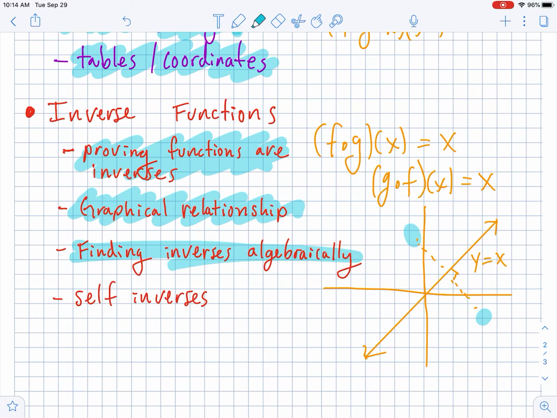Finding inverses algebraically. Remember, that's all about the x and y switcheroo. So swap x and y, and then get y by itself to find an inverse algebraically. Then the very last topic was that some functions are actually inverses of themselves. They're very interesting functions. So know how to prove that something might be a self-inverse, or show that something is a self-inverse by finding its inverse. But yeah, self-inverses, that was the last topic.